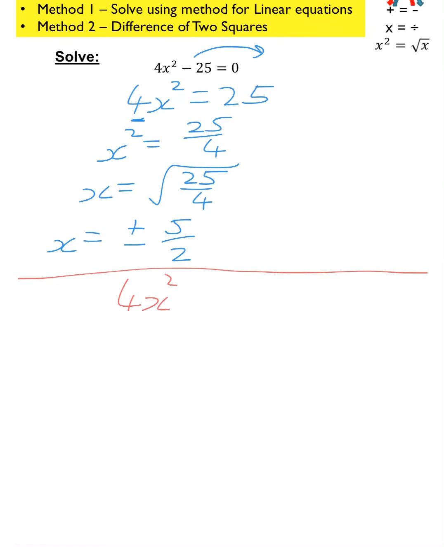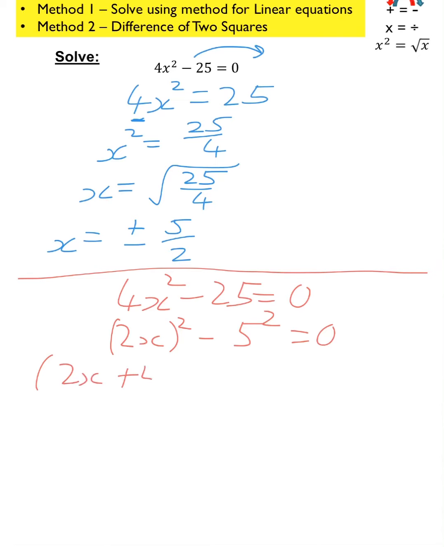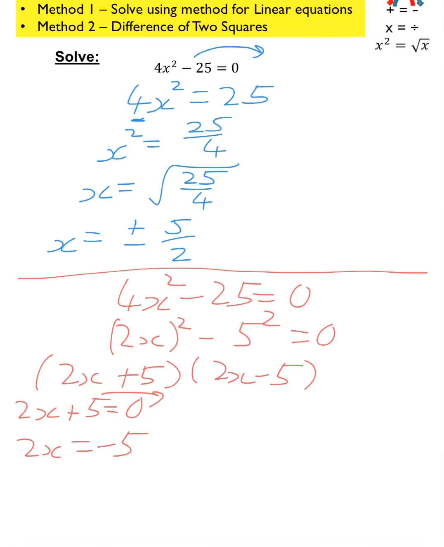So 4x squared minus 25 equal to 0. So I'll write 4x squared as 2x all to be squared minus 5 squared. So now I have 2x plus 5 and 2x minus 5 equal to terms 0 now. So I'll have 2x plus 5 equal to 0. Bring the 5 over. So 2x equals minus 5. So x is equal to minus 5 over 2.